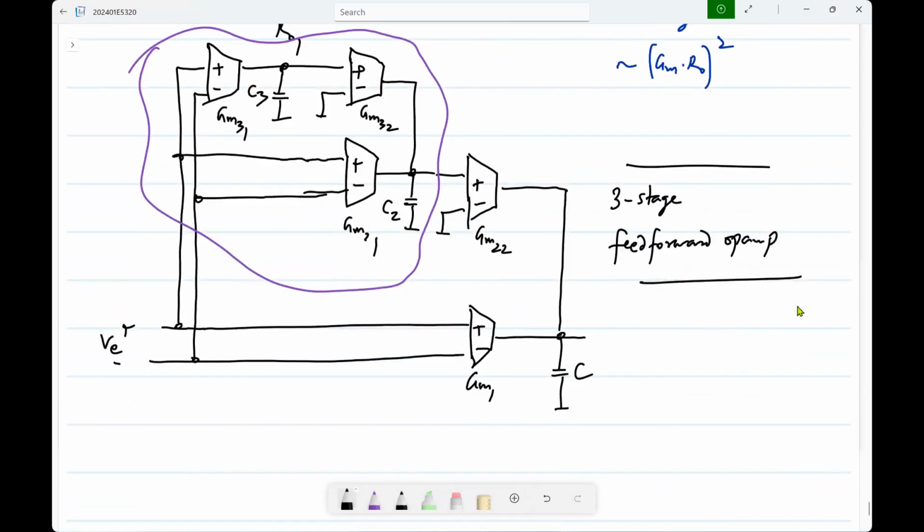And this also, of course, you can do further, like you can go to 4 stages and 5 stages and so on. Again, they will give you essentially, 5 stages means you are getting the gain of 5 cascaded amplifiers roughly. Okay.